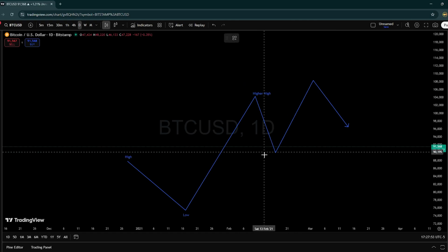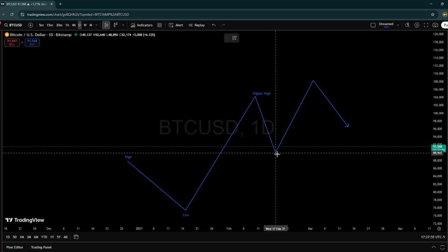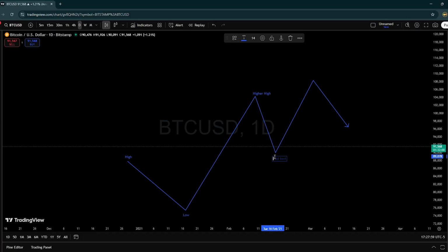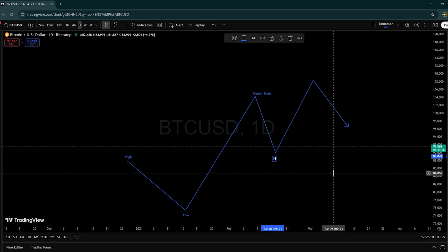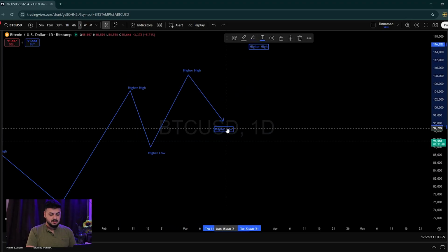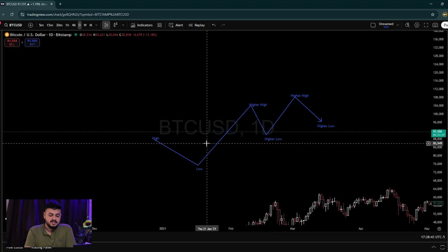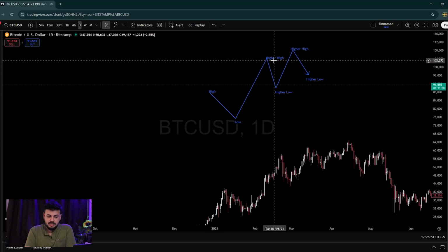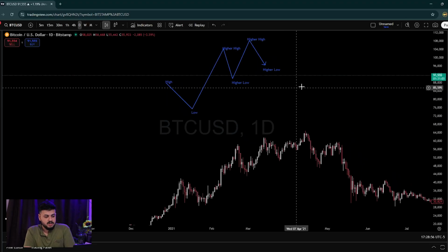Similarly, this low point is higher than the previous one. We can call this a higher low. Same thing goes with this and with this. So this is what helps us identify an uptrend: finding higher highs and higher lows on a chart. Let's do that for a downtrend.